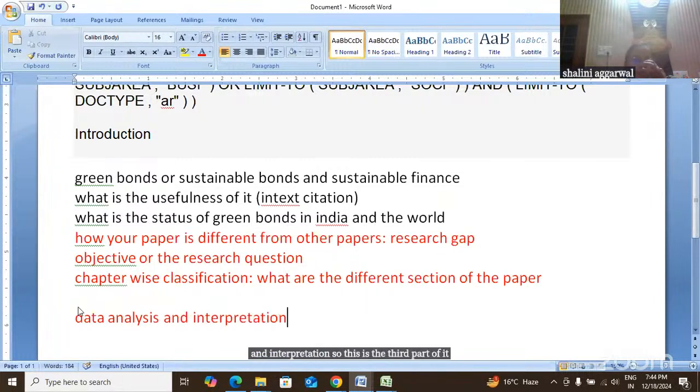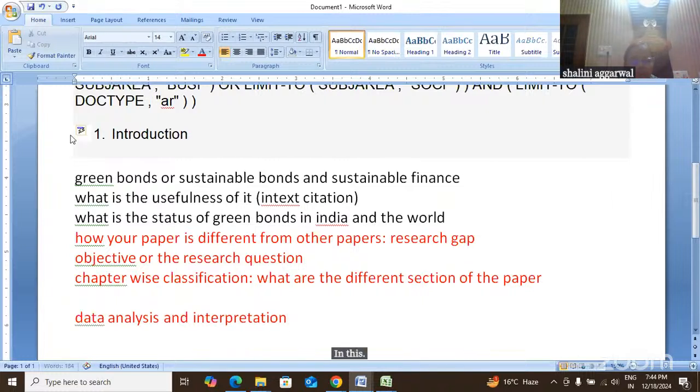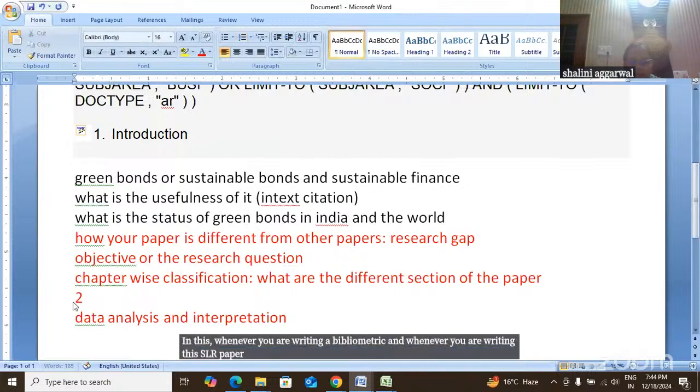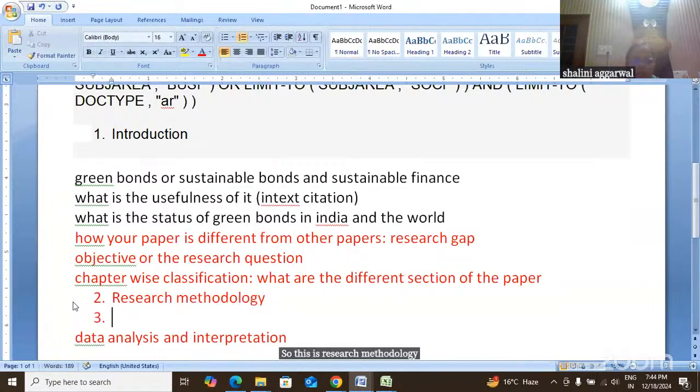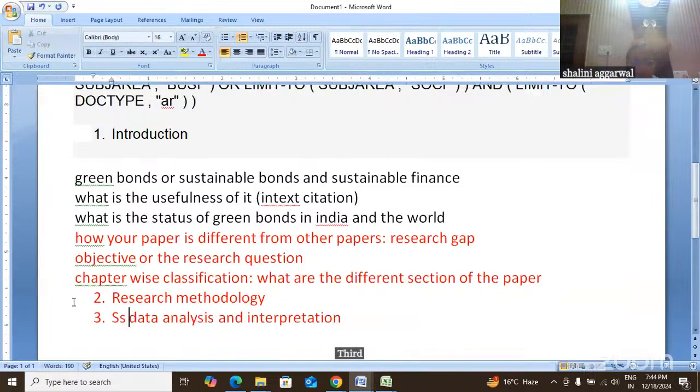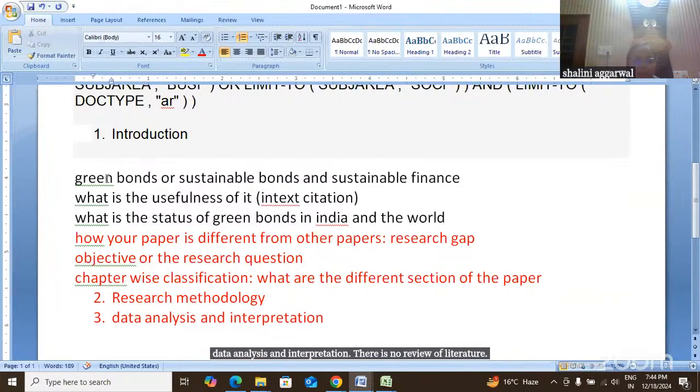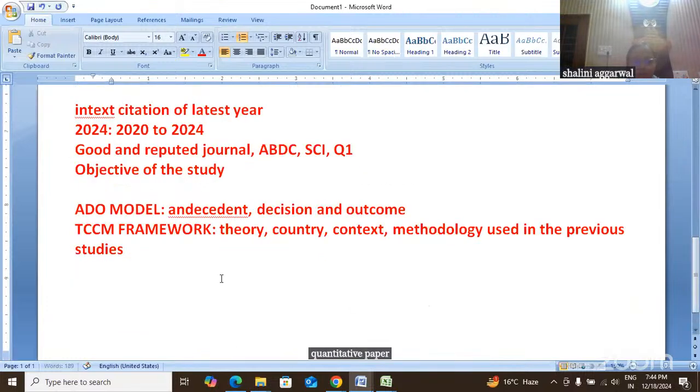Please remember this: whenever you are writing a bibliometric or SLR paper, research methodology is the second section and the third section is your data analysis and interpretation. There is no review of literature. Please remember this, unlike the normal paper. In the quantitative paper, let me write it here.